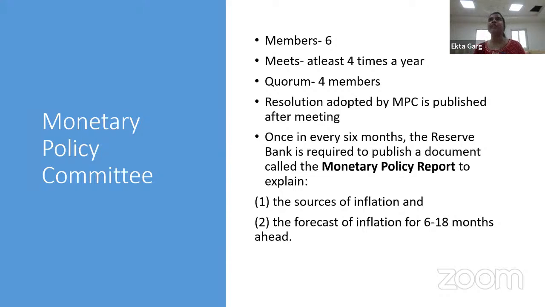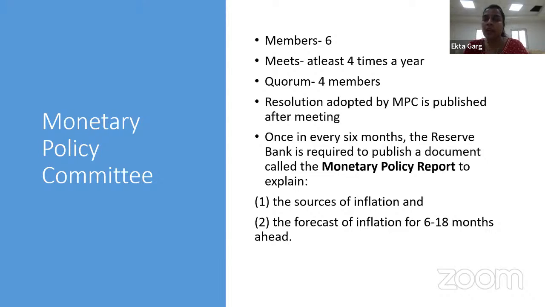Now, the Monetary Policy Committee. This is a recent committee, framed after the 2016 amendment in the RBI Act. This Monetary Policy Committee is the authority to ensure that we are able to meet our inflation targets, right? As per the constitution of this committee, we have 6 members, of which 3 members are appointed by the government. They are experts in the field, right? And 3 members are from the RBI. The governor of the RBI is one of the members. Then the deputy governor is a member, and one expert from the RBI is a member, right?